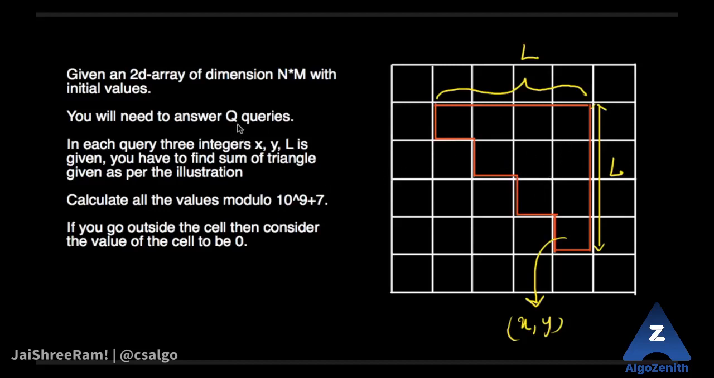You need to do this for q queries, and you need to find the values modulo 10 to the power 9 plus 7. And if a triangular region, say, starts over here, so the next cell would be this, and the next cell goes outside, then if anything goes outside, you take the value of that cell to be 0. That cell that is outside actually has 0 value. So you need to take care of that.